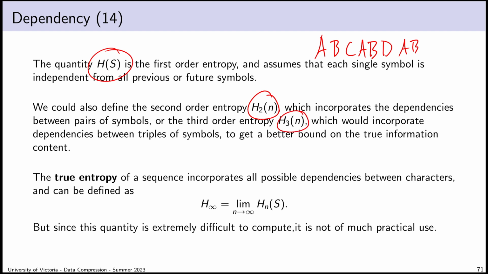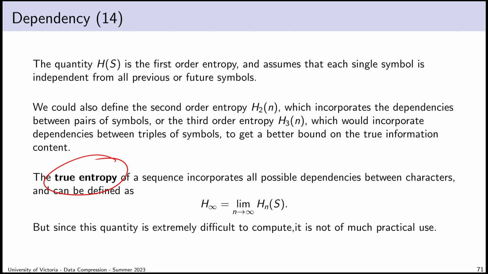Third order entropy incorporates dependencies between 3 symbols, no matter how they're distributed. So 3 symbols separated by some amount. Notice that there is a dependency between A and itself in this sequence. A seems to occur 3 characters after the previous A a lot. And that's a dependency that would only necessarily be captured, in this case, by second order entropy, or in some cases by third order entropy. And I can keep going further and further. And so I can therefore adapt that to describe what we could call the true entropy of a sequence. The true entropy is a version of entropy that incorporates all possible dependencies between characters.